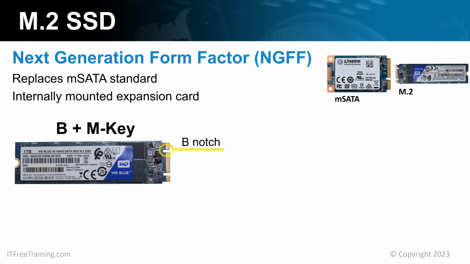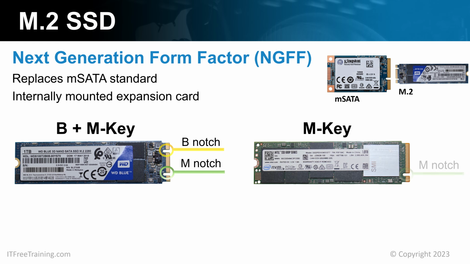In the case of B plus M key, this is designed to be able to be put into the B key and M key connections. To allow this, you will notice at the bottom of the expansion card is a second notch, which is called the M notch. Currently, solid-state drives on the market are B plus M key and M key. You can see the M key has a single notch. It would be possible to have an M.2 SSD with a B key only, however, it does not appear that you can currently purchase one on the market. Most motherboards nowadays will use M key, so either of these two can be used in this connection.